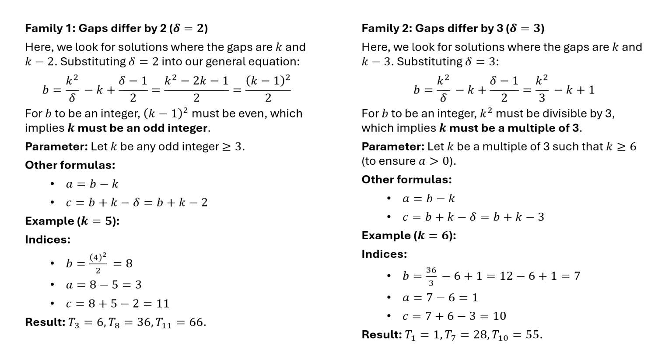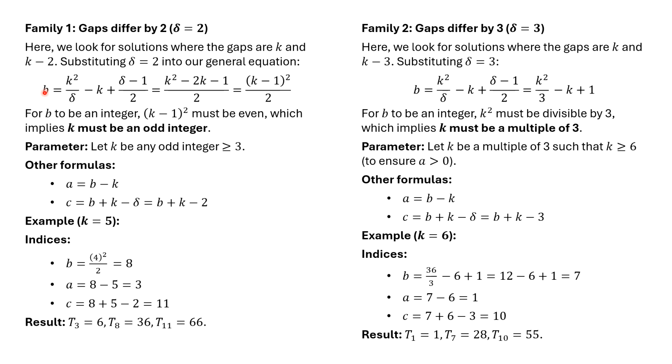Let's look at a couple of examples using the formulas from the previous slide. We'll start with taking delta equals 2. Here we look for solutions where the gaps are k and k minus 2. So the difference between the gaps is 2. Substituting delta equals 2 into our formula for b, we get k squared over 2 minus k, and then this would just be 1/2. Get a common denominator of 2, and you get this in the numerator. That's k minus 1 squared.